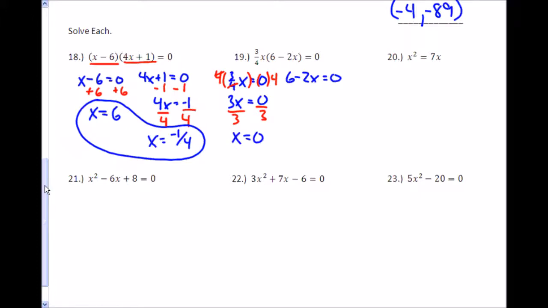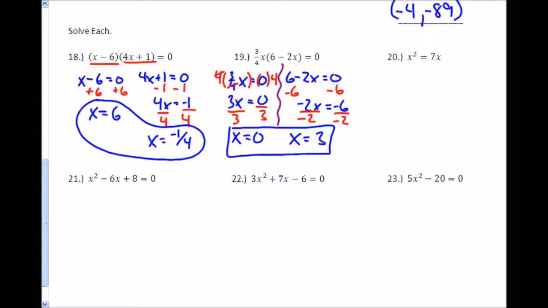My other answer, I'm going to subtract the 6 from each side. Let me put a little space in between those, which is going to give me negative 2x equals negative 6, and then divide each side by the negative 2. So I find out that x equals a positive 3. So those are my two answers.